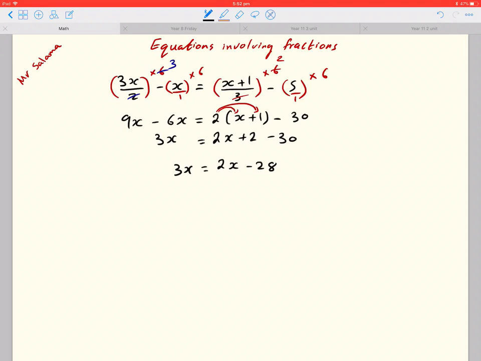What I'm going to do now, I'm going to actually subtract 2x from both of these sides, and I'll end up with x, and on the other side I'll have minus 28. And I don't have to simplify any further because I have x. If I had a multiple of x, then I would have gone a bit further and divided the two sides by the number of x's. But since I have 1x, I'm done. So my answer is x equals minus 28.